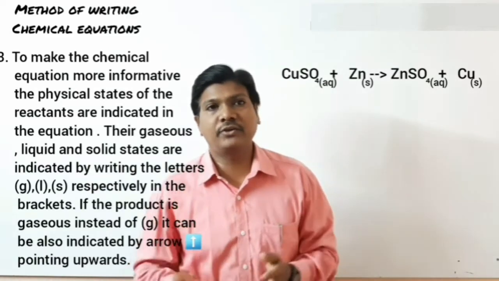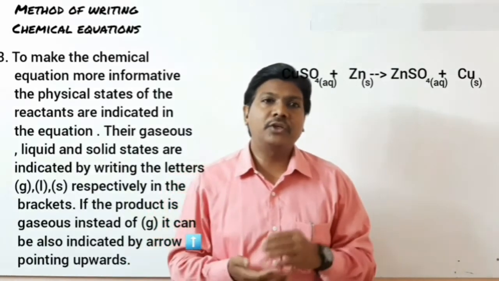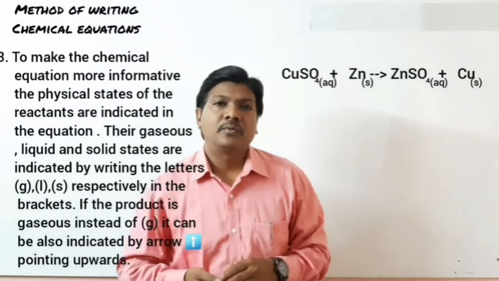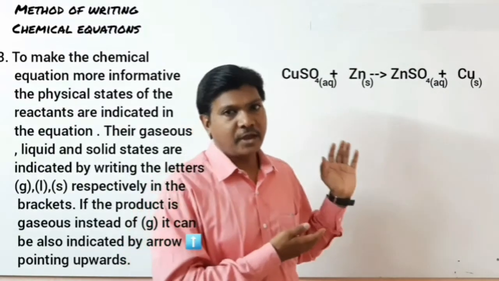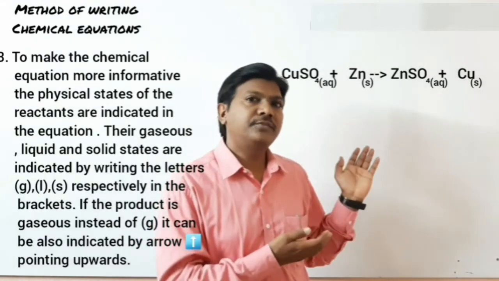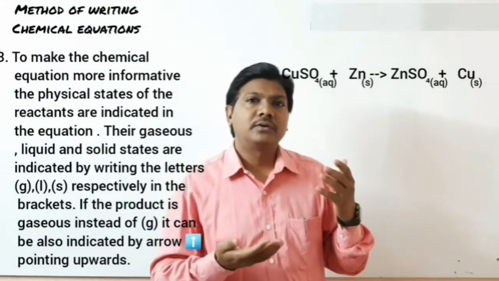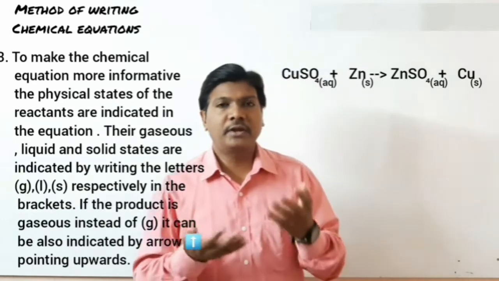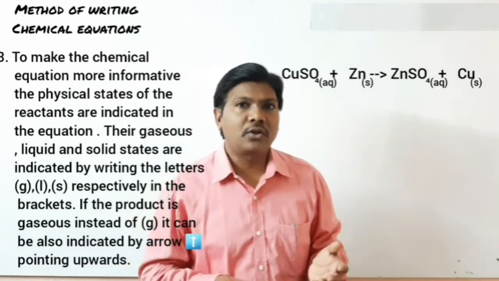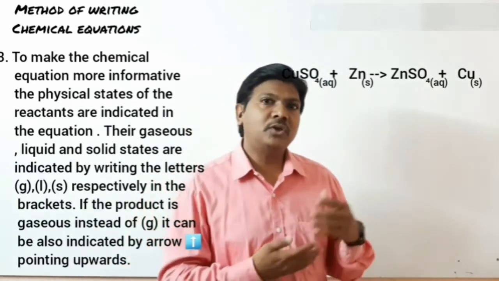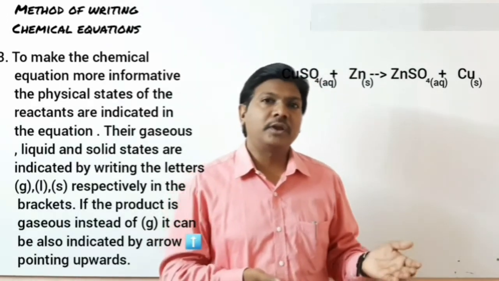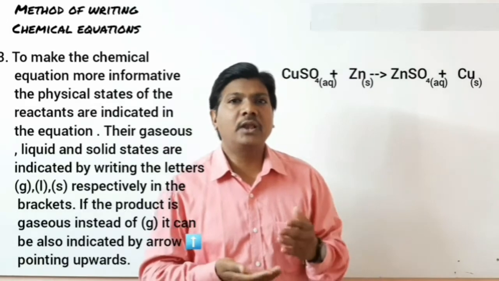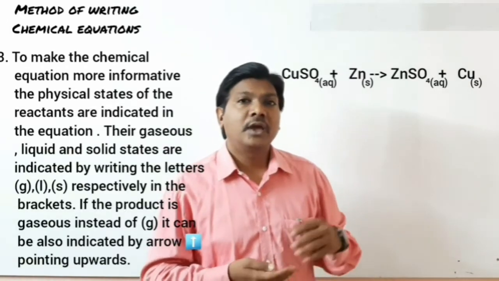Then see the next, third rule. To make the chemical equation more informative, the physical state of the reactants is indicated in the equation. For example, if the reactants are in liquid state, solid state, gaseous state or aqueous solution, we use G for gaseous, S for solid, L for liquid, and AQ for aqueous solution.